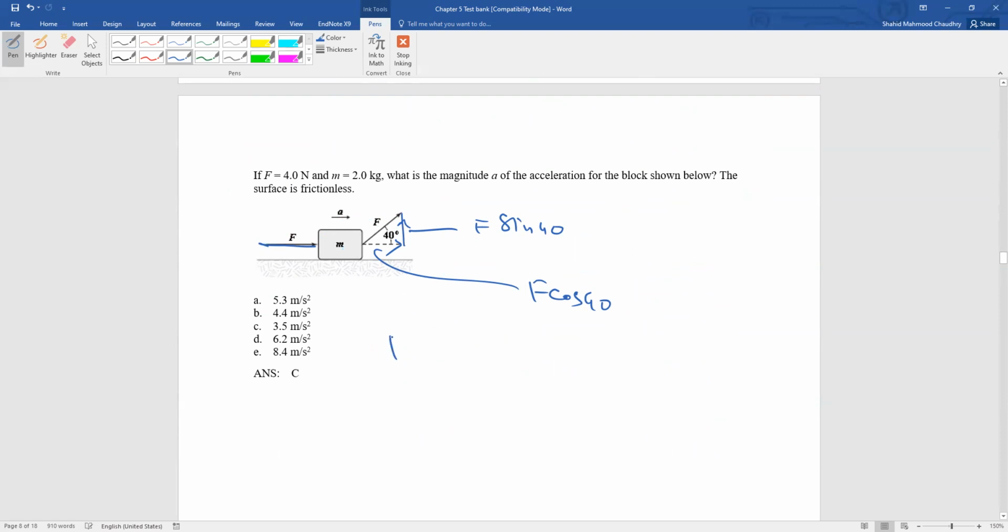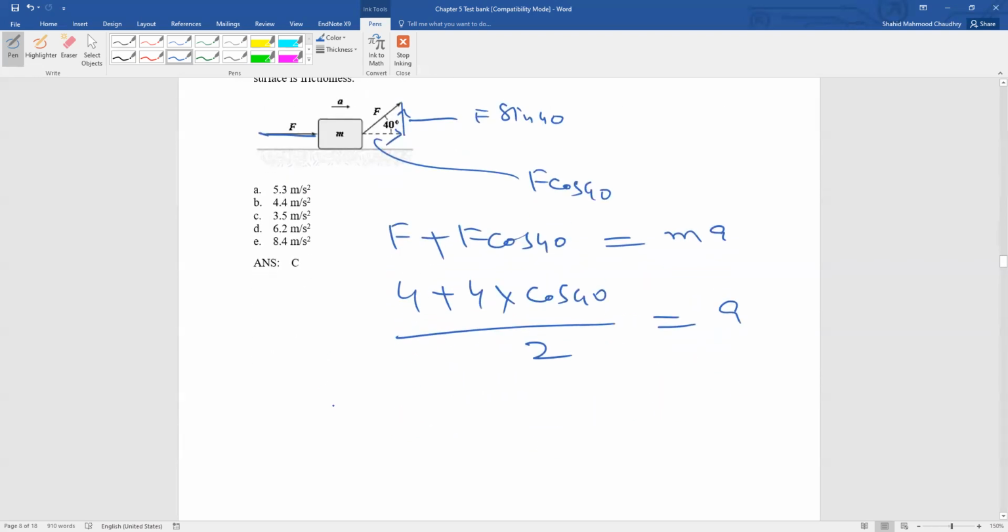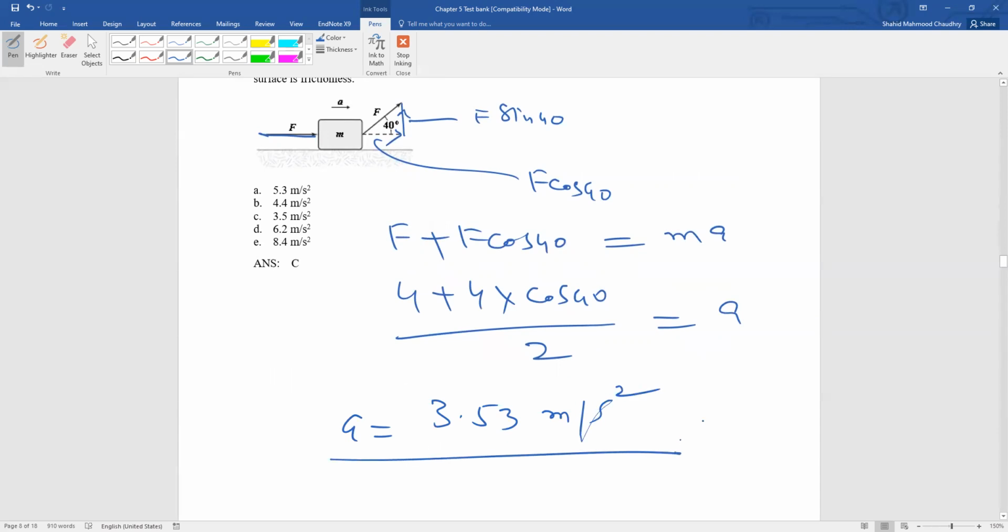So write the equation: F plus F cos of 40 is equal to MA. So just put the values of F, 4 plus 4 into cos of 40, divided by mass. Mass is 2, is equal to A. You can solve it and get the answer. And A is equal to 3.53 meter per second square. This is the answer. Okay.